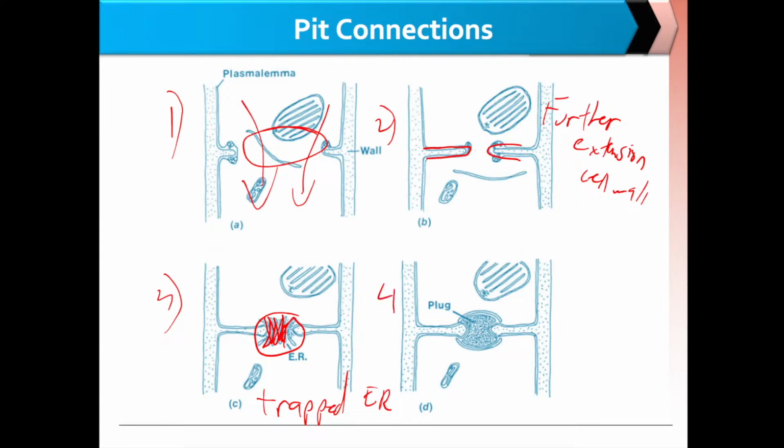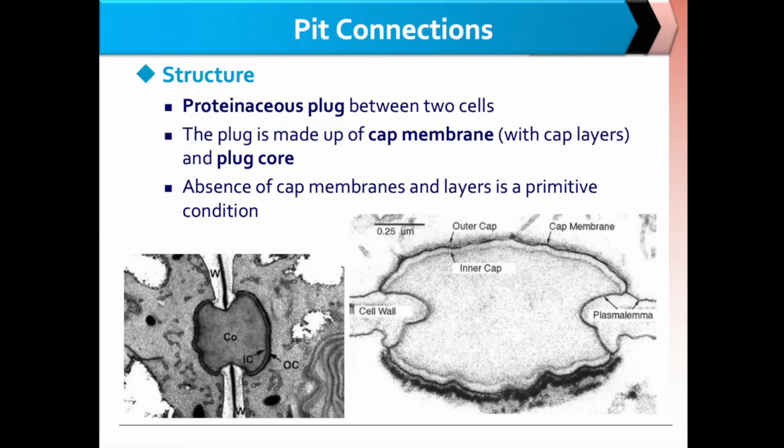Yung pang-apat na form, ito yung mas advanced form, kumbaga, ito na yung may tinatawag tayong plug. No? So meron pang structural differences yung plug na yan. Tingnan natin. So, yung pang-apat na yan, ayan, meron tayong tinatawag na proteinaceous plug. Yung proteinaceous plug na yan, it is usually made up of what we call cap membrane. So, meron kang cap membrane dito.